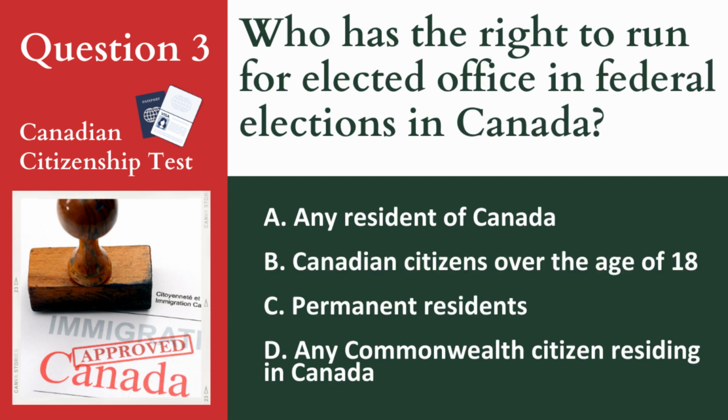Question 3. Who has the right to run for elected office in federal elections in Canada? A. Any resident of Canada. B. Canadian citizens over the age of 18. C. Permanent residents. D. Any Commonwealth citizen residing in Canada. Answer. B. Canadian citizens over the age of 18. Canadian citizens who are at least 18 years old on election day have the right to run for office.